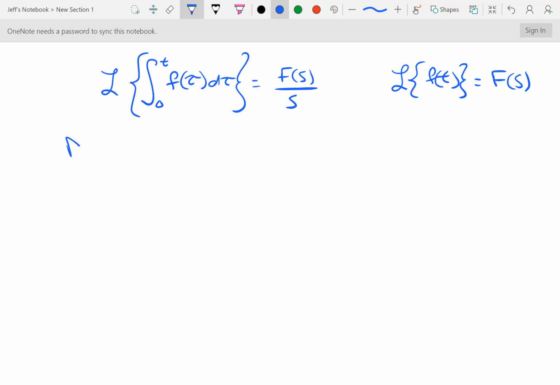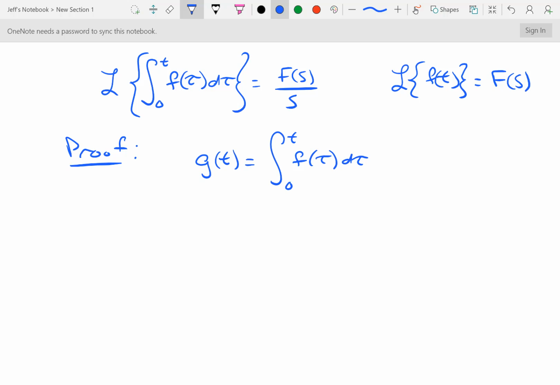The way that I will set up my proof of this one is to start by defining the function that we're taking the Laplace transform of as being g of t. So g of t is equal to the integral from 0 to t of f of tau d tau. So this is a function that's defined in terms of an integral.